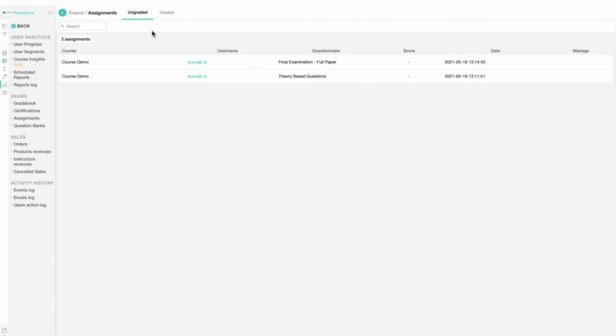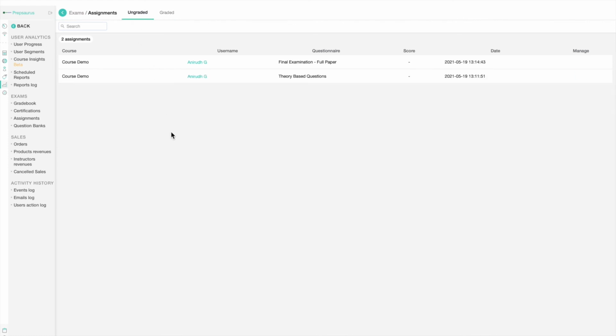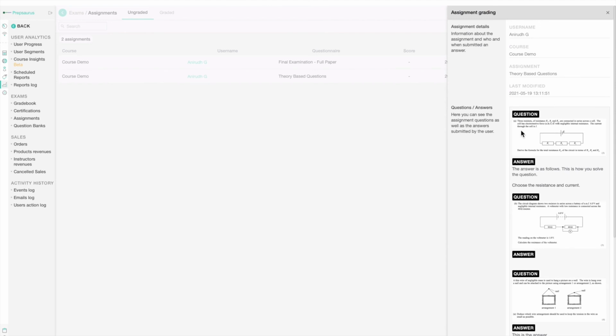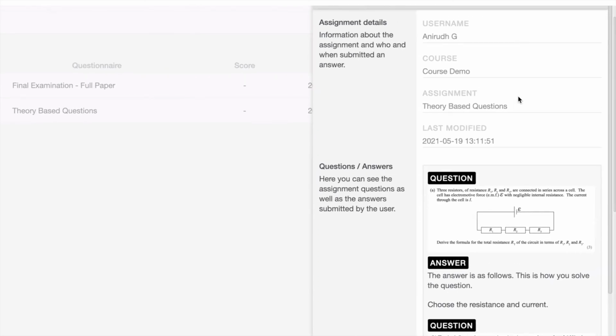Now in the dashboard, the teacher sees that one of the assignments has been graded and a score has been given. So the dashboard allows the instructor to see what are the pending topics and evaluate the answers. Here there is another assignment that is being graded.